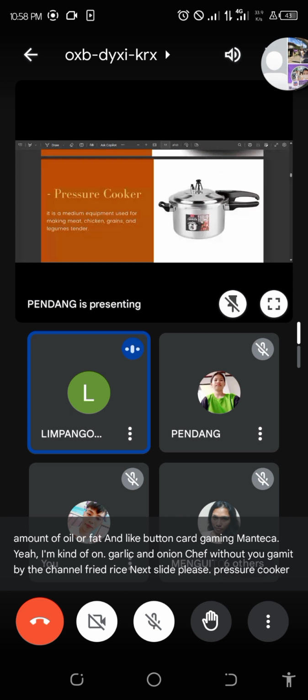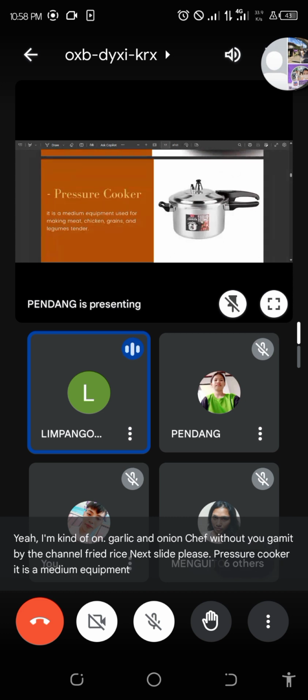Pressure cooker. It is a medium equipment used for making meat, chicken, grains, and legumes tender.